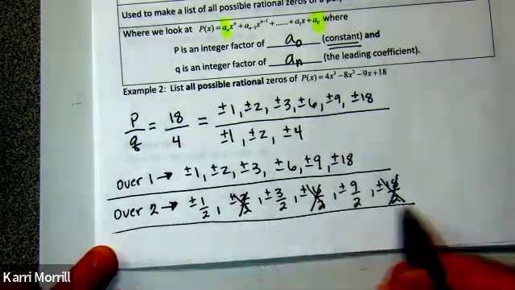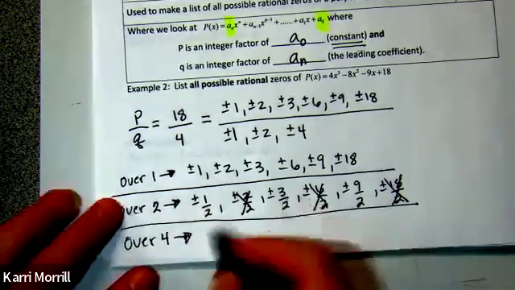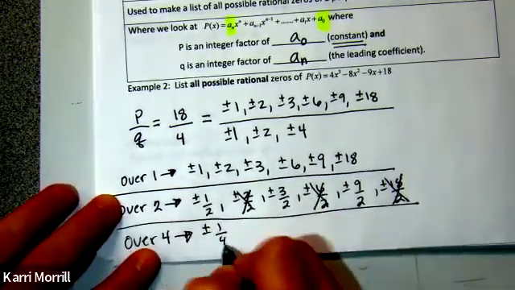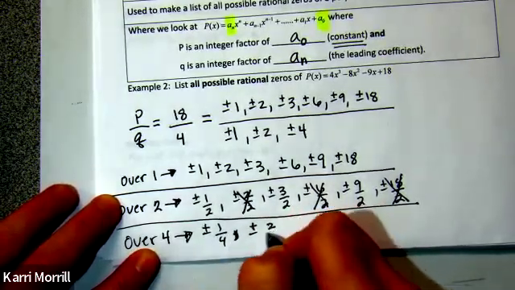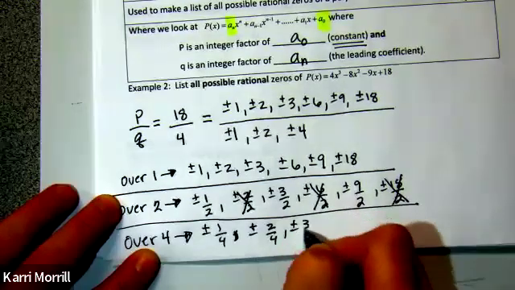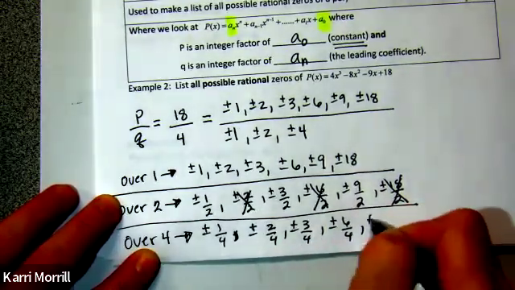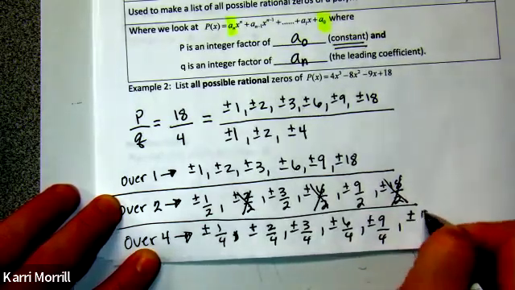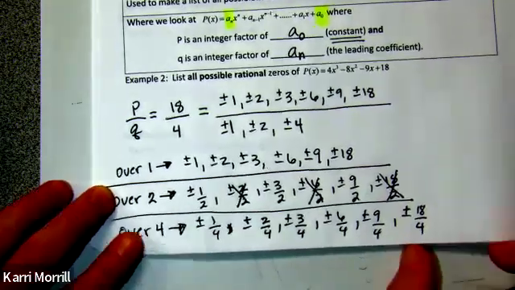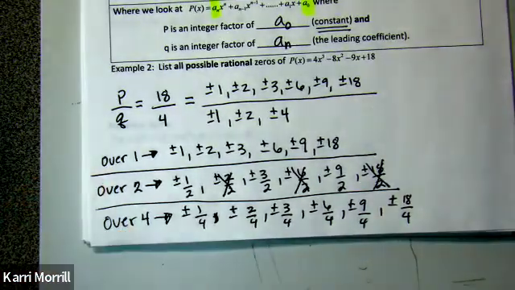And then we have an over 4. So plus or minus 1 over 4, plus or minus 2 over 4, plus or minus 3 over 4, plus or minus 6 over 4, plus or minus 9 over 4, and plus or minus 18 over 4. This plus or minus gets messy, so like I said, if you don't want to write it, you don't have to. And then again, reduce.